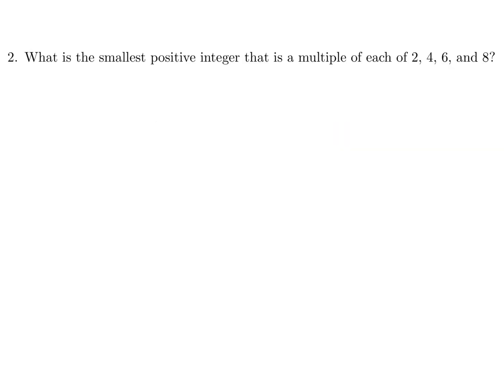What is the smallest positive integer that is a multiple of 2, 4, 6, 8? Really what they're asking for, I think, is the least common multiple of 2, 4, 6, 8. So I'm going to write them as powers. So 2 to the power of 1, 2 to the power of 2, 2 to the power of 1 times 3 to the power of 1, and then 2 to the power of 3.